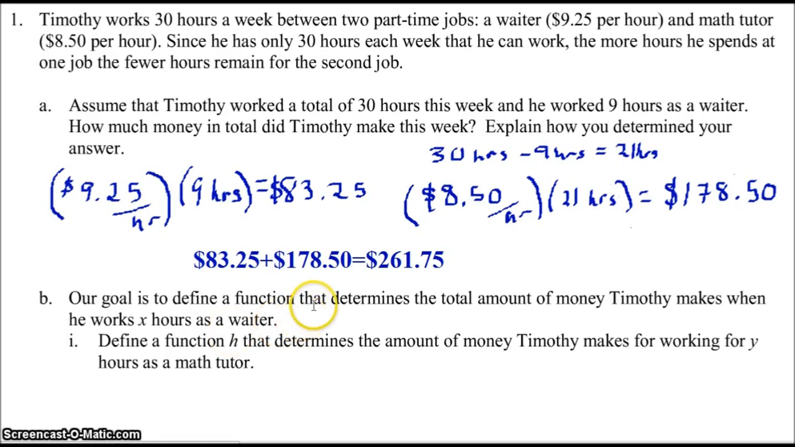First, they ask us to define a function h that determines the amount of money Timothy makes for working y hours as a math tutor. Well, we simply have to take the number of hours worked and multiply it by his rate. Our function h, which is the amount of money that he makes, will simply be the rate at which he makes money tutoring, which is $8.50 per hour, multiplied by how many hours he's worked. And so then that's our variable y. So h of y equals $8.50 times y. Take a second to think about that.